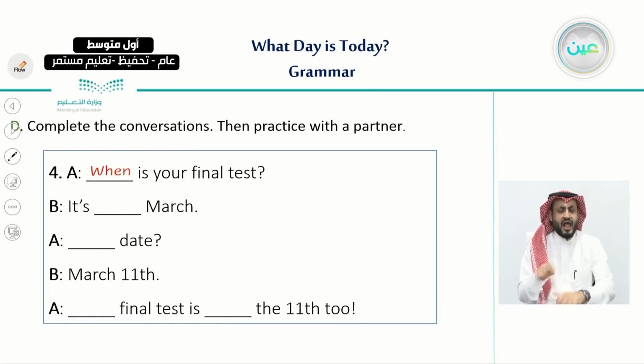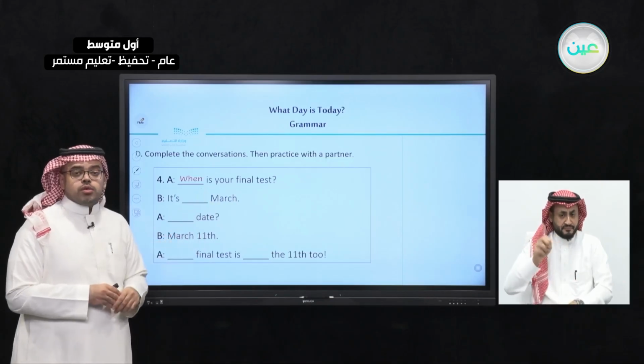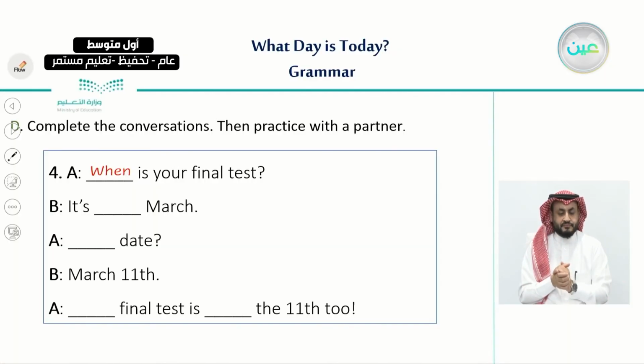when is your final test? We said that if you want to ask about a specific day, we use the question word when. So, when is your final test? And with months, what did we say exactly, if you remember? What is the preposition we use when we're talking about months? Very good. The preposition we use is in March, in January, in February. So in is the type of preposition we use for months.